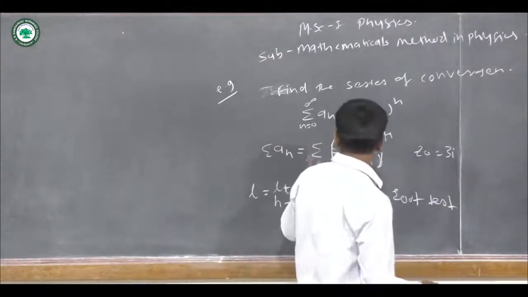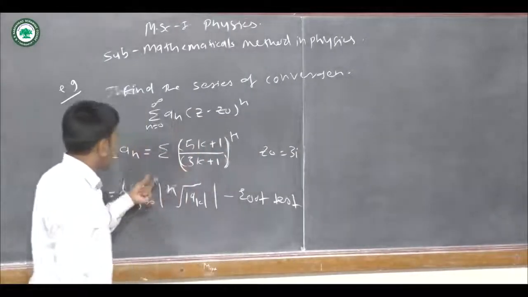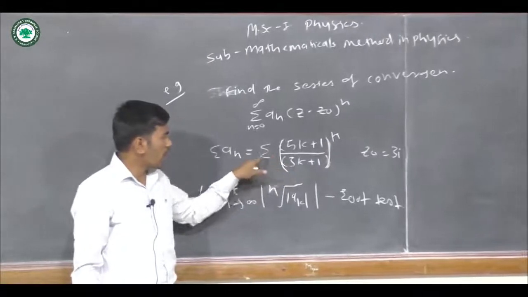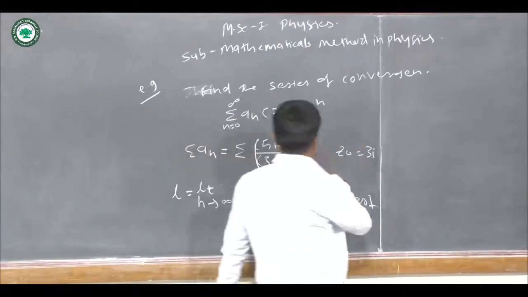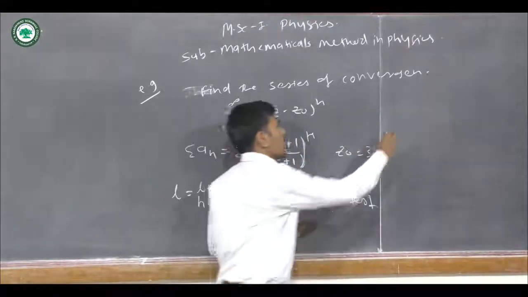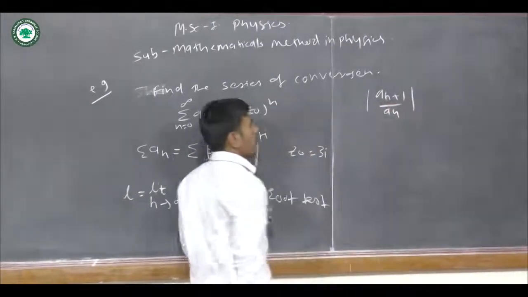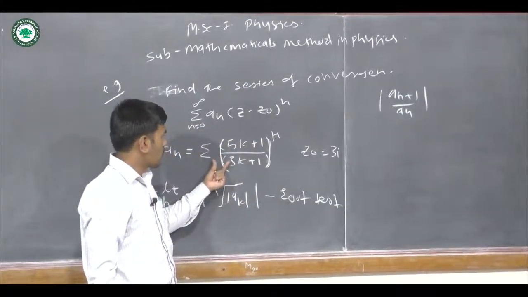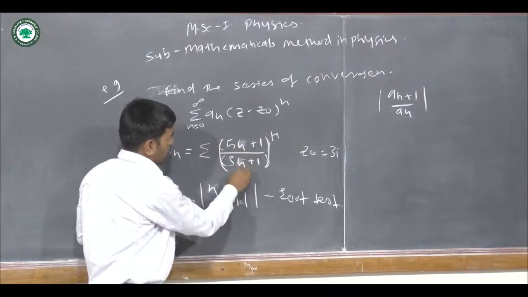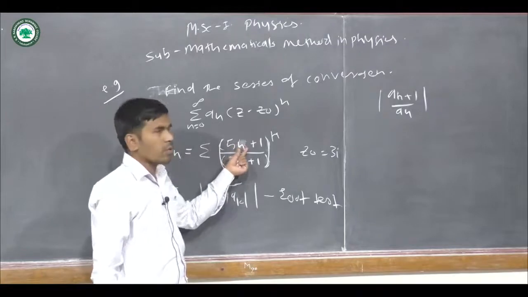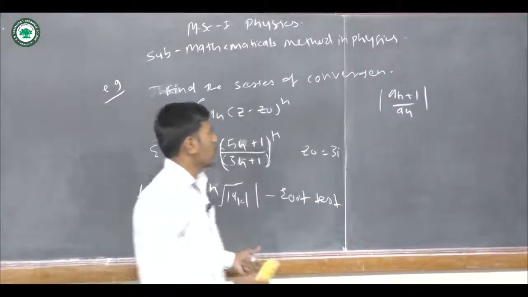For these coefficients a_n, I am not using the ratio test here, because if we find a_(n+1), then it is difficult to cancel out. The ratio test is a_(n+1) divided by a_n. So if I find a_(n+1) divided by a_n, this n becomes n plus 1, so it is difficult to cancel out. That's why we are using this root test.